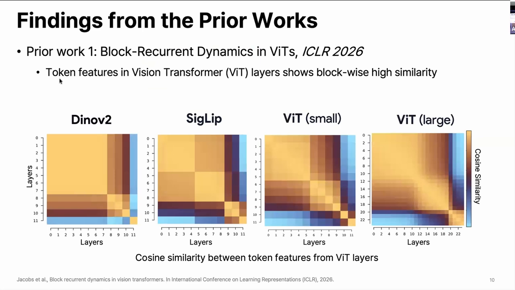This idea is motivated by a prior work on block recurrence dynamics in vision transformers, which is published in ICLR 2026. This prior work shows that token features in nearby layers often show high similarity, as shown in this figure. The yellow one denotes high similarity, and the blue one denotes low similarity. This suggests that some layers may be doing similar types of computation, and it would be redundant to use independent parameters for every layer.